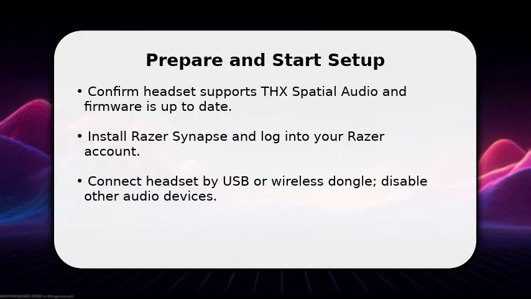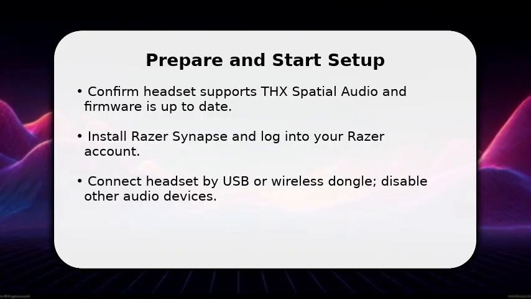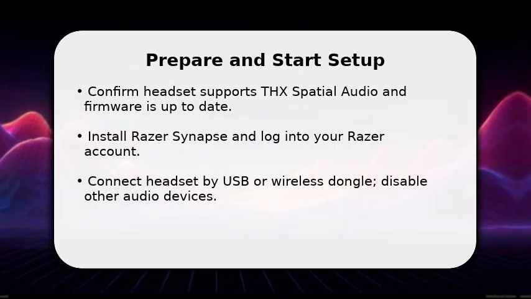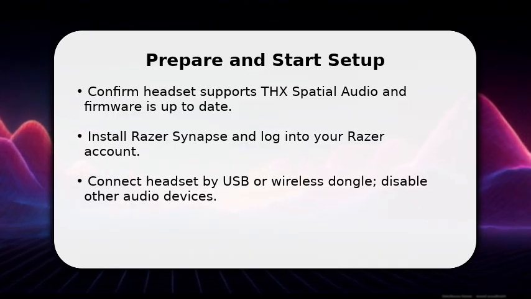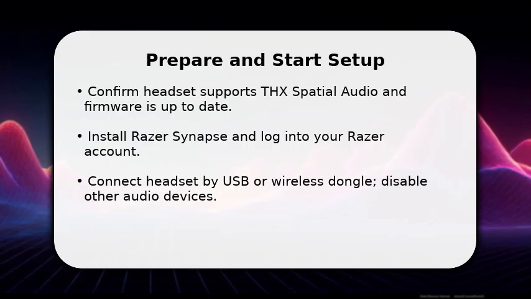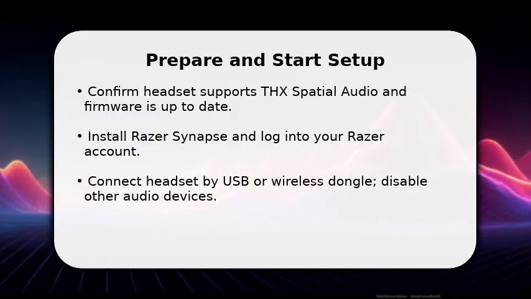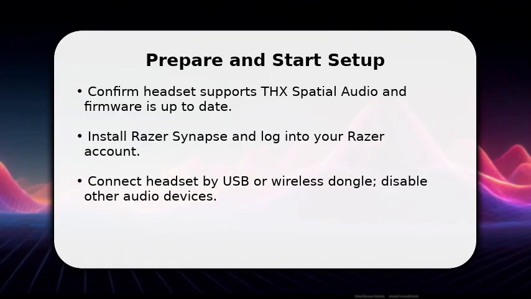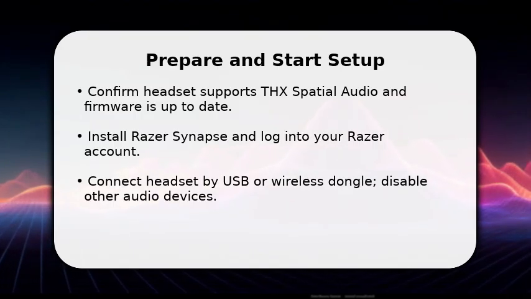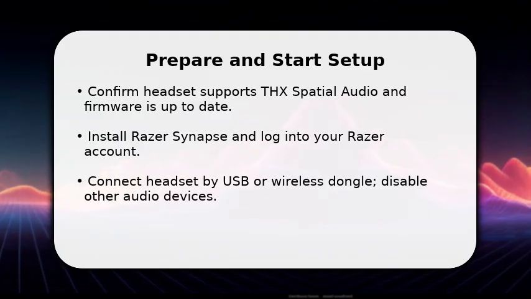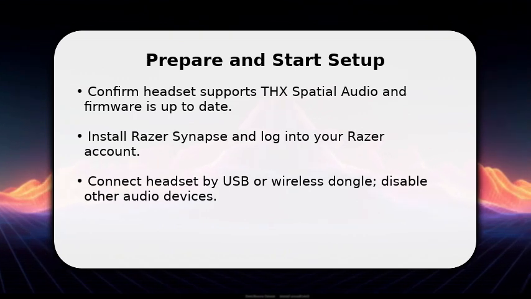You begin by confirming your Razer headset supports THX Spatial Audio and that firmware is current. This prevents compatibility issues. Once done, install Razer Synapse and sign into your Razer account so settings persist. Connect the headset via USB or the wireless dongle and temporarily disable other audio devices to avoid conflicts. These steps get you directly into the app with the right device selected, making the next configuration quick and reliable.